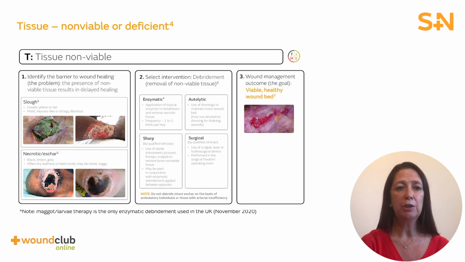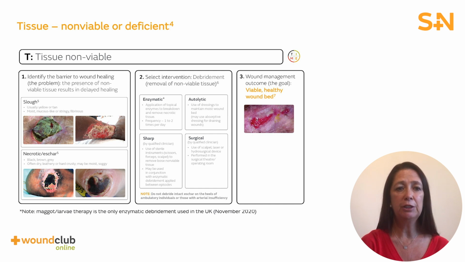For this section, we'll refer to the T in T.I.M.E, tissue, non-viable or deficient. The goal is to assess for and identify the type of non-viable tissue and establish a plan and goals for management. Where tissue is non-viable or deficient, wound healing is delayed.